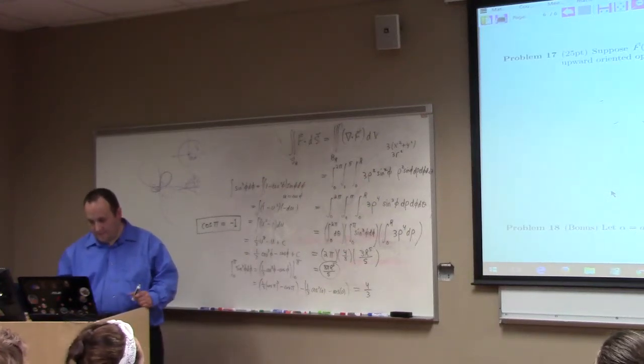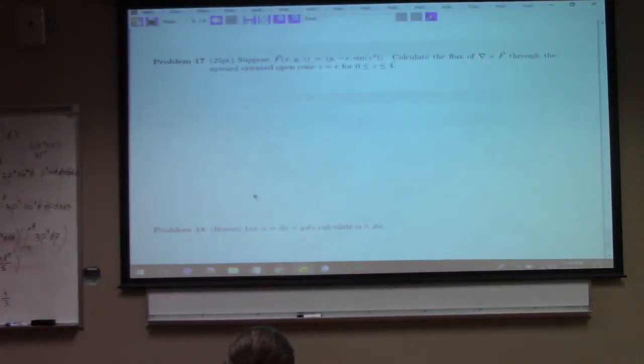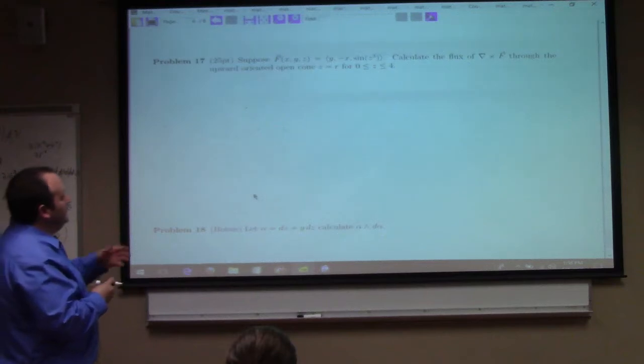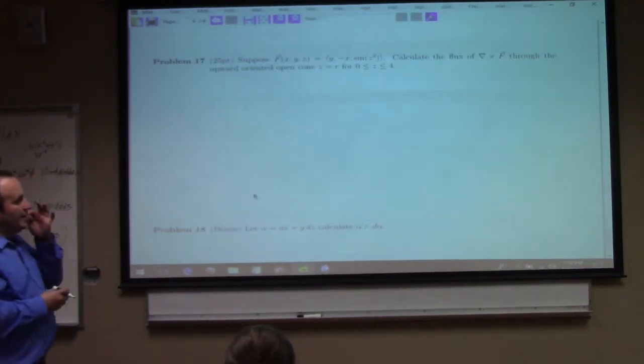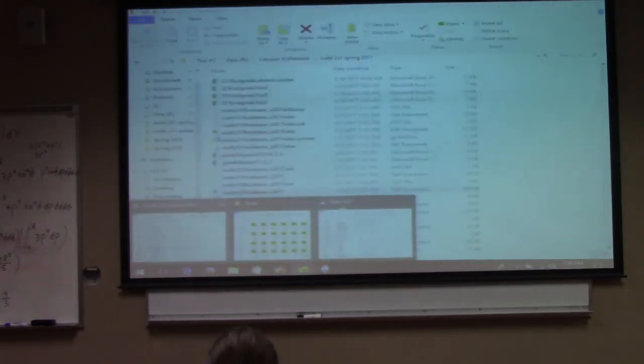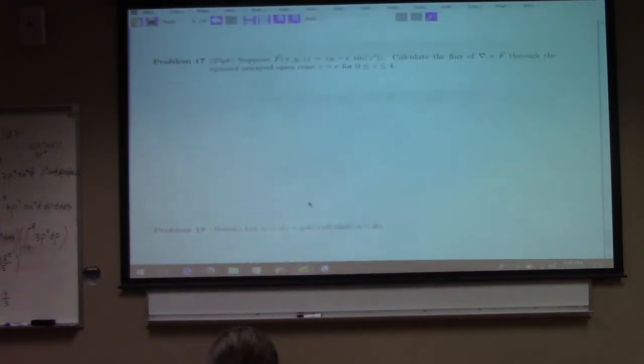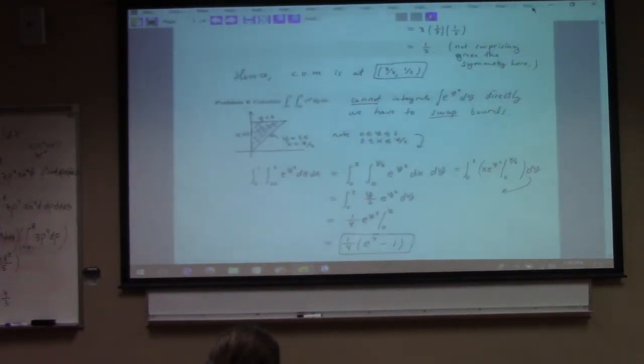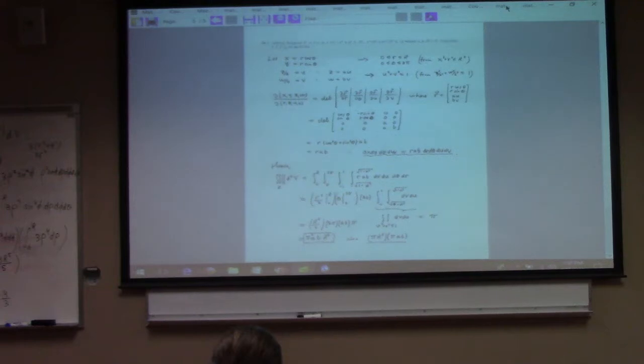Calculate the flux of the curl of F through the upward-oriented open cone. And then there's a bonus question. Often I ask a bonus question about the wedge product and the differential that I talked about last day. That's a Stokes theorem problem. I would encourage you to, a lot of you got it wrong. What did you get wrong? Let's look at what you got wrong, if I can find it.